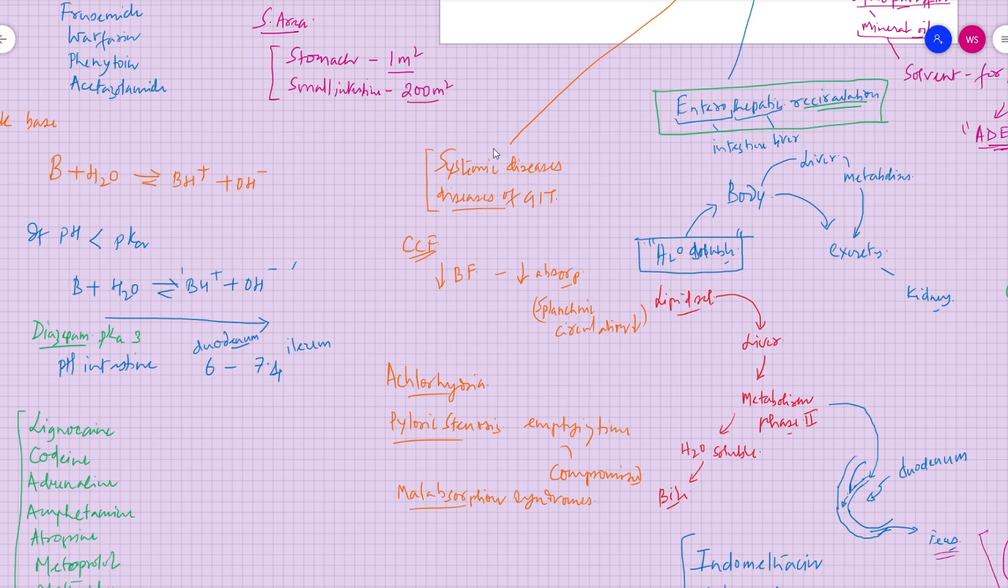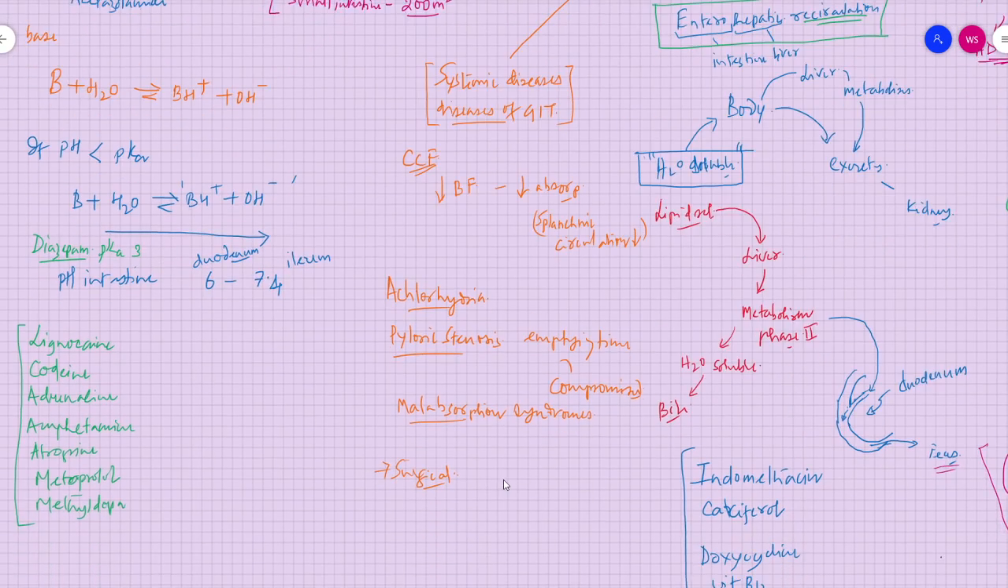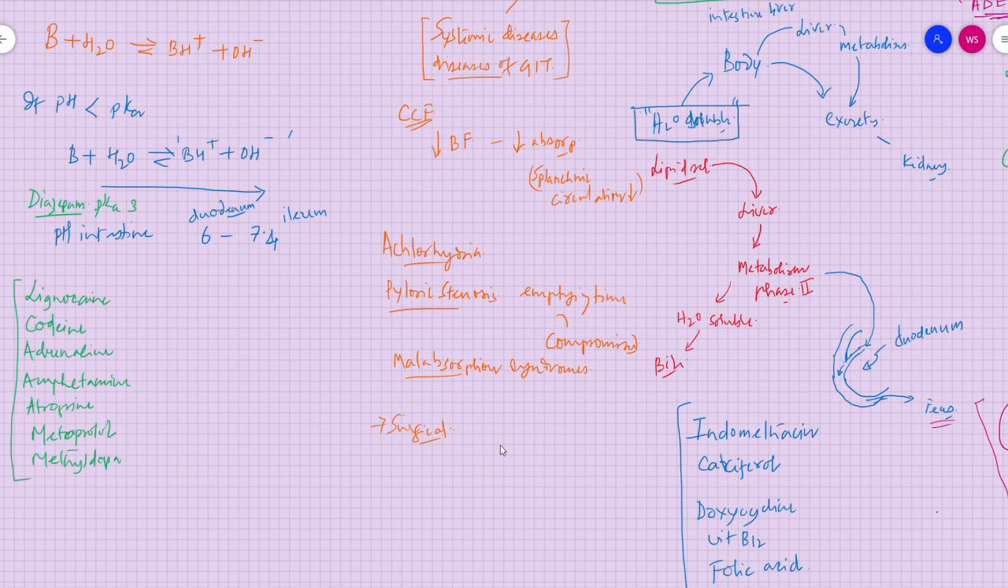And even surgery. When we talk about systemic diseases of the GIT, the other point could be surgical corrections, like jejunostomy, which we covered earlier, but just keep it in mind in this context. So even surgical interventions can interfere with the absorption of drugs.